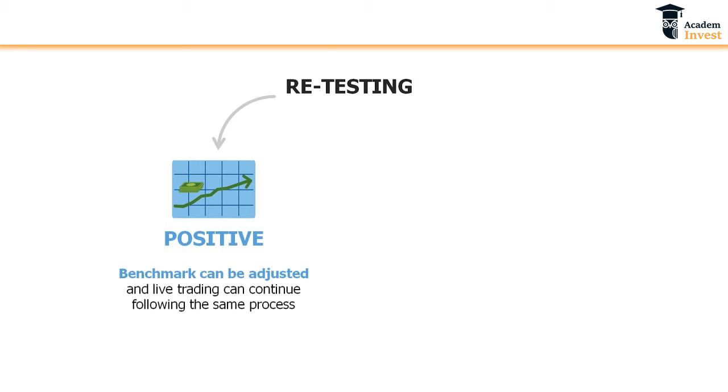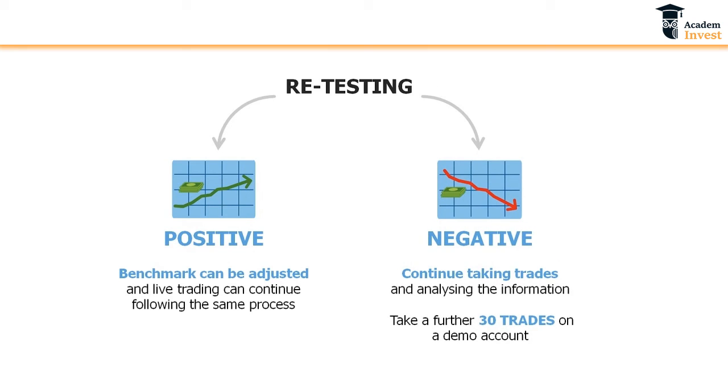If the results of the retesting are positive, then the benchmark can simply be adjusted and live trading can continue. If the trading results continue to be negative, then you may have to assess whether your strategy is still worth using. You may need to continue trading on a demo account until the results start to become positive, or you may want to pursue a new strategy altogether.